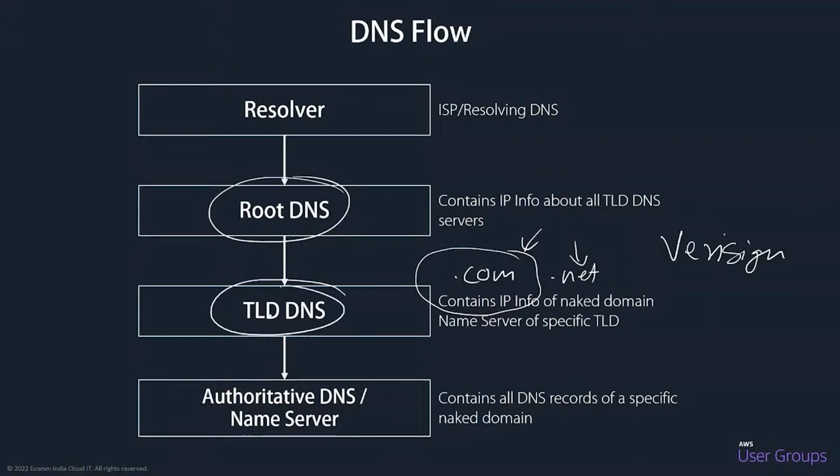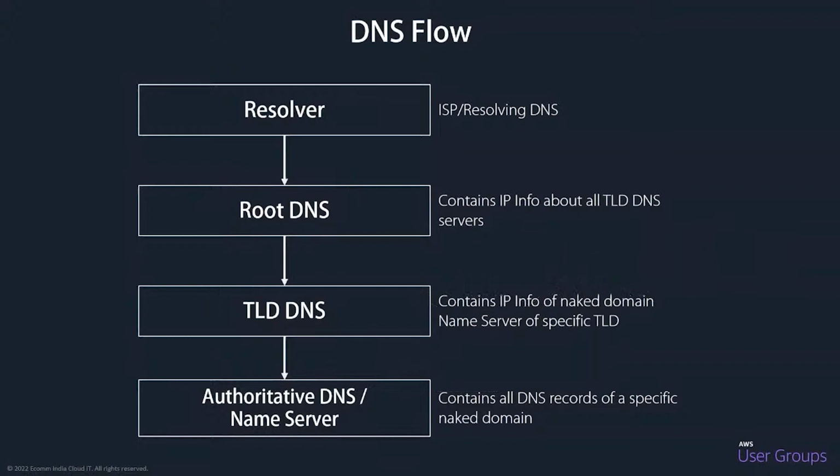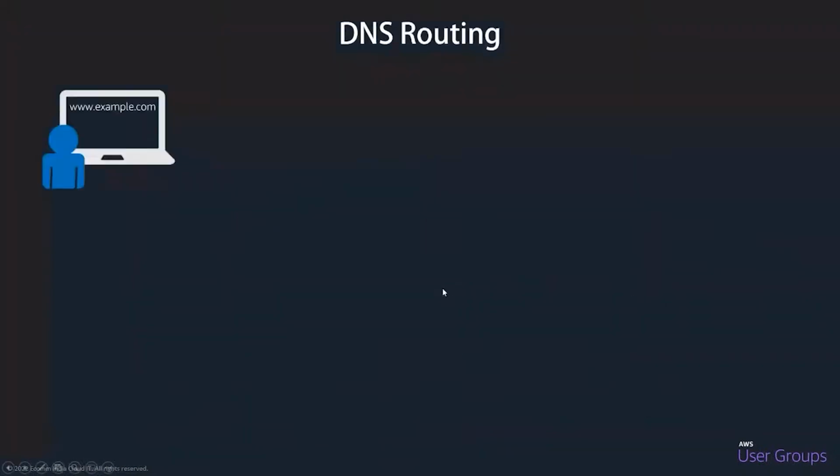And the TLDs have the information about the servers that are handling the naked domains. For example, example.com. This is a naked domain. So the TLD DNS for those particular TLDs has information about the servers that are handling each and every naked domain belonging to that TLD. Let me show you the diagram. It will become a little bit more clear.